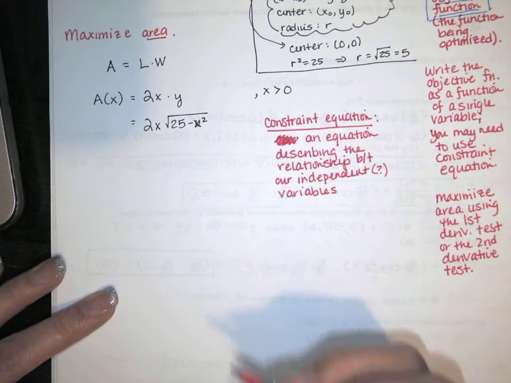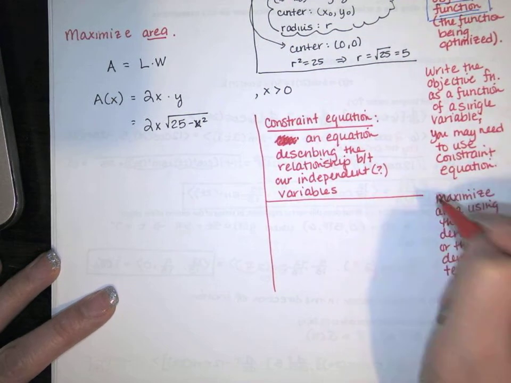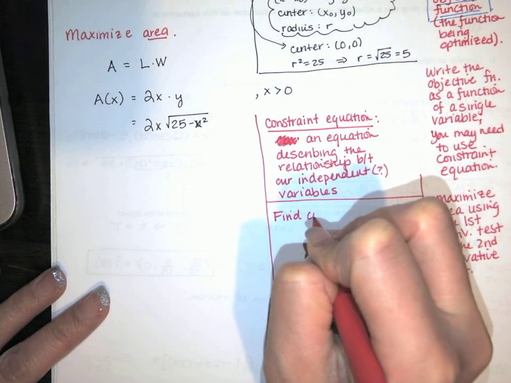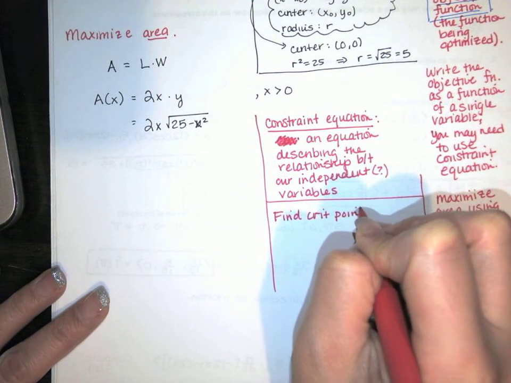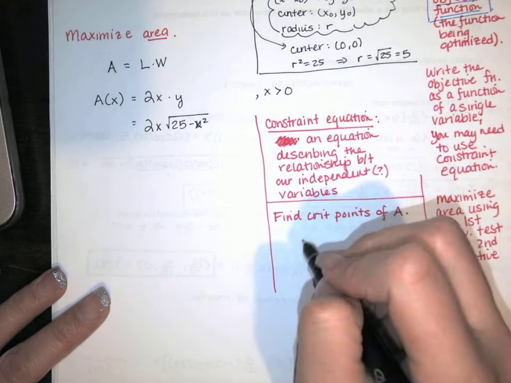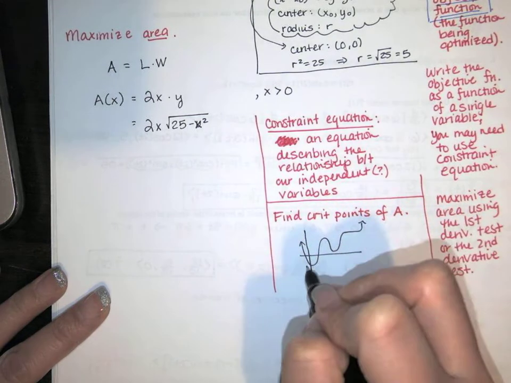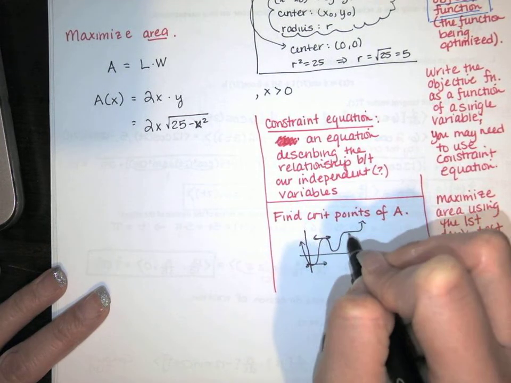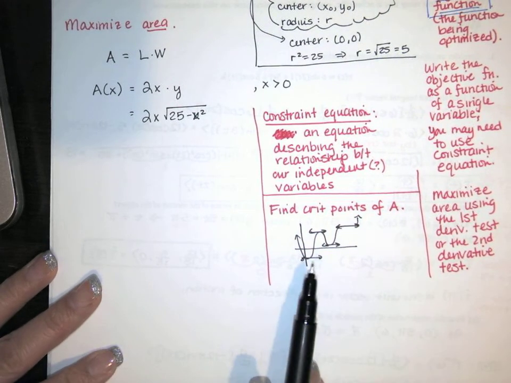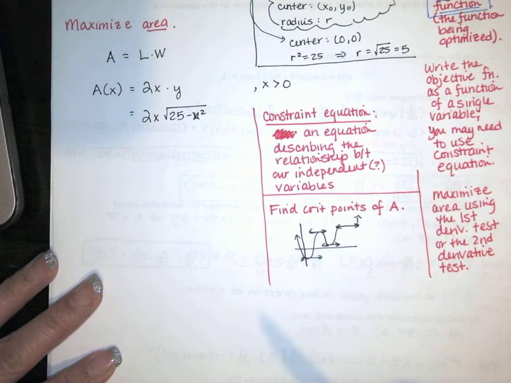And I've got all these steps over here, but I want to go back over here. If I'm maximizing a function, what do I need to do? I need to find the critical points of A. And remember what critical points are. That means if our graph looks like this, those are places where the slope of the graph is 0. If the slope of the graph is 0, we might have a min or a max or a flat spot like that.